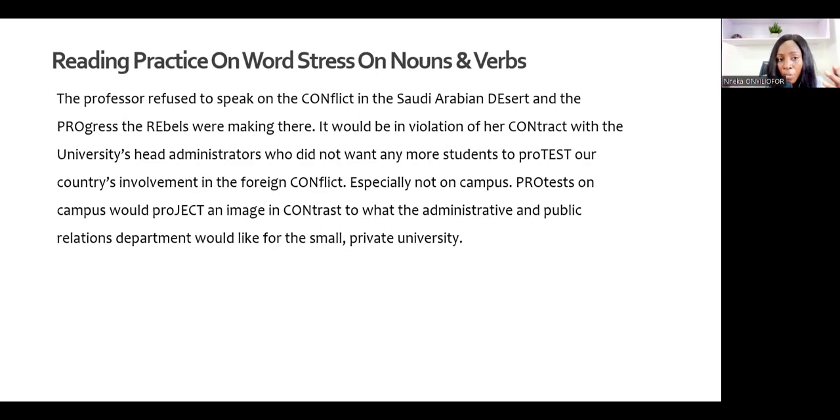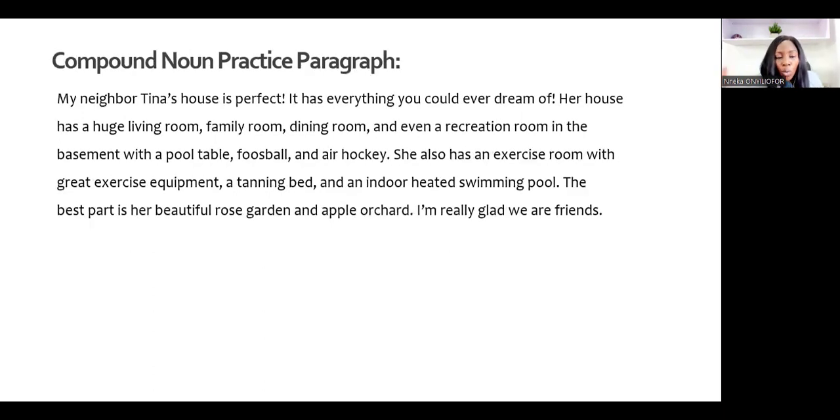The professor refused to speak on the conflict in the Saudi Arabian desert and the progress the rebels were making there. It would be in violation of their contract with the university's head administrators, who did not want any more students to protest our country's involvement in the foreign conflict, especially not on campus. Protest on campus would project an image in contrast to what the administrator and public relations department would like for the small private university. So you're going to look at how you pronounce compound words.